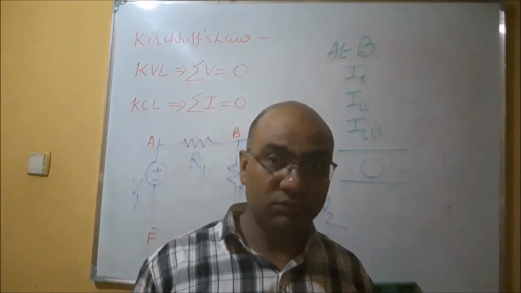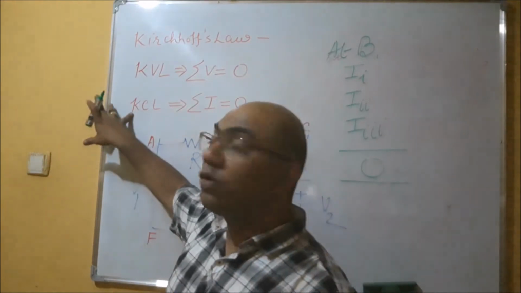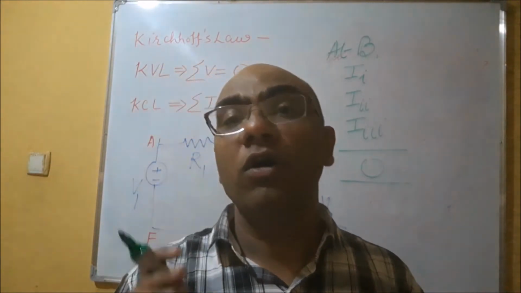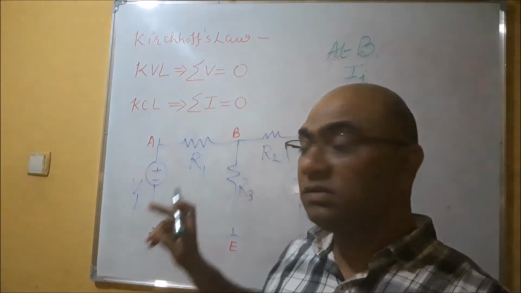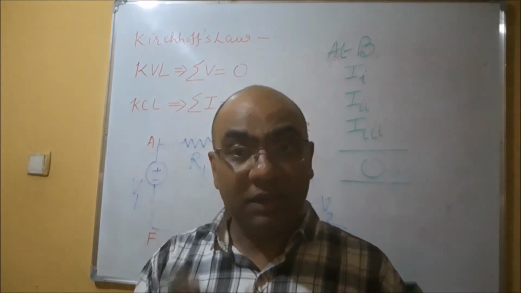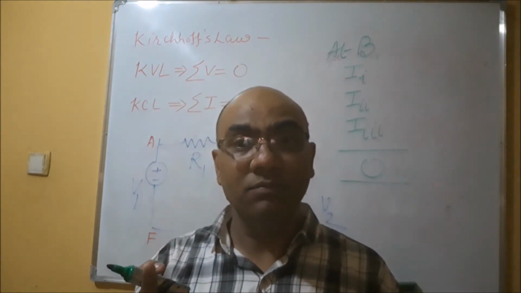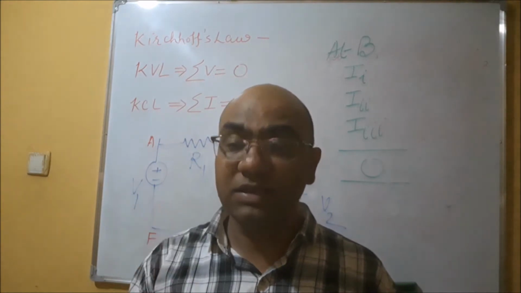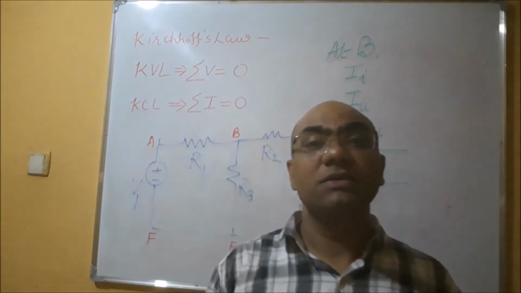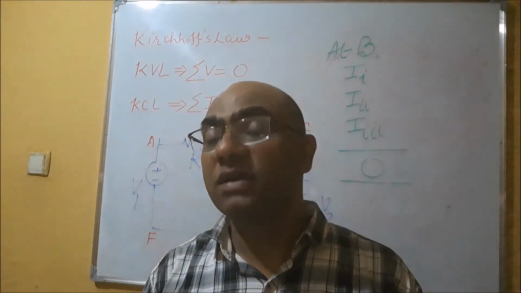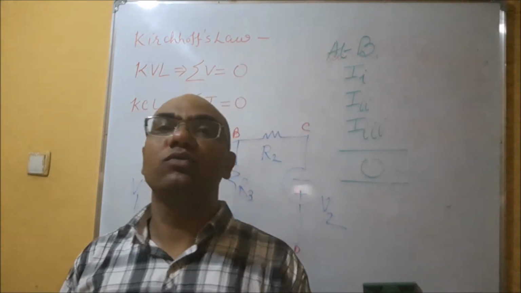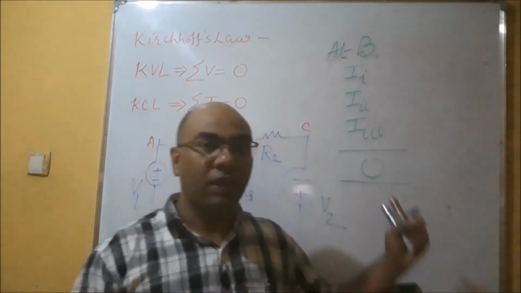In short, we can say that according to Kirchhoff's current law, the sum of all the currents at the junction should always be 0. Keep in mind, the sum is an algebraic sum. So we can define our definition and say the algebraic sum of the current at any junction is always 0 according to Kirchhoff's current law.